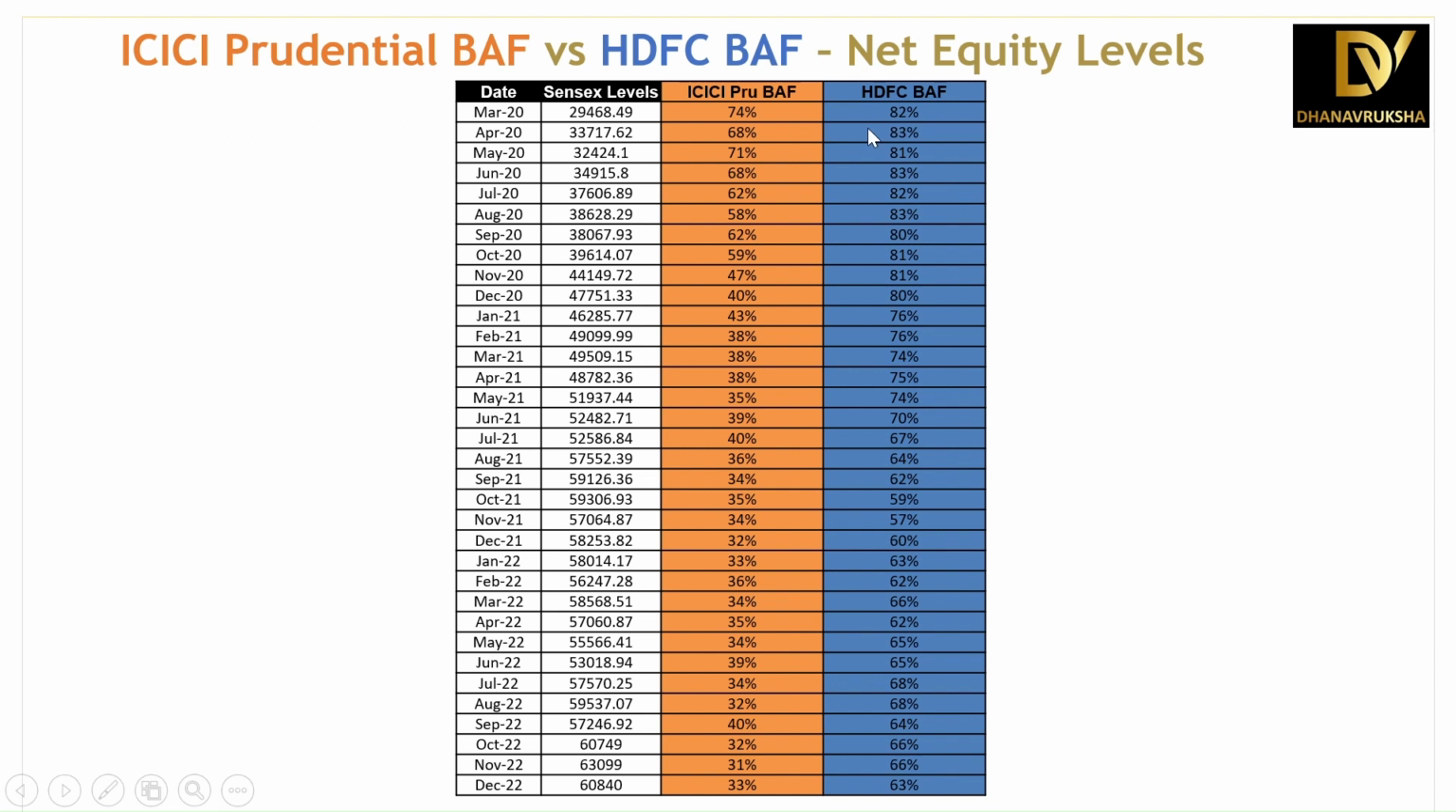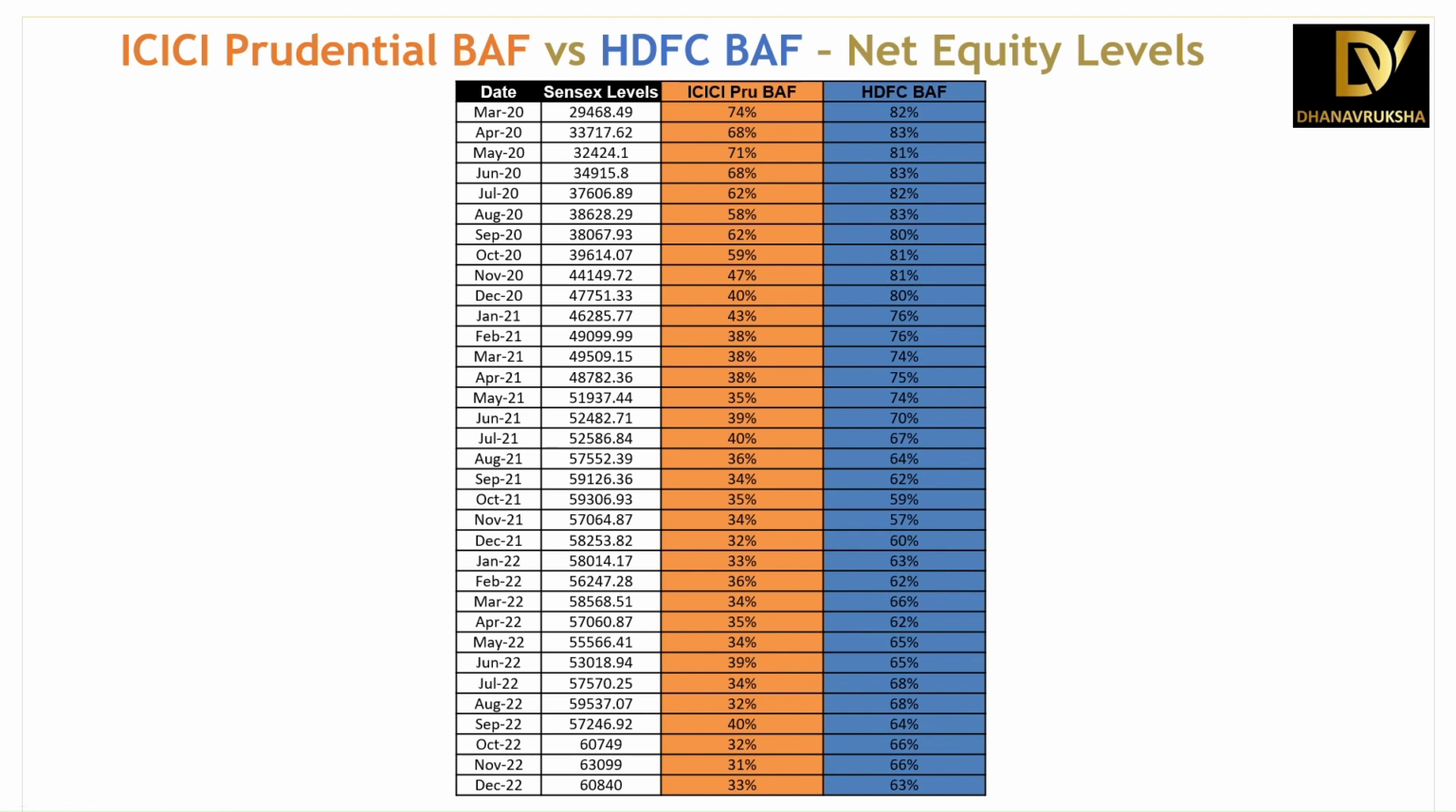Let's take another month for comparison's sake. In June 21, when Sensex levels were 52,482, ICICI BAF had 39% exposure to equity. At the same time, HDFC BAF had 70% exposure to equity. So across the time period, if you see, in most of the months, ICICI has taken a very conservative exposure to equity, and in the same months, HDFC has taken almost double the exposure, and thus goes on to say how aggressive HDFC has been.